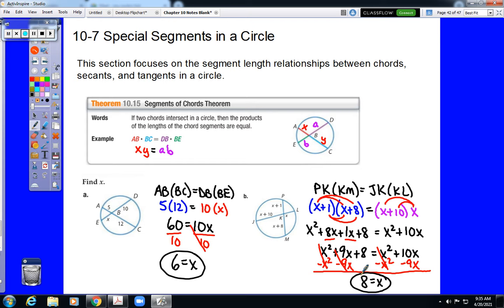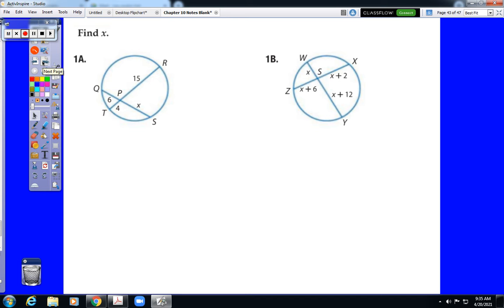So there are two more examples on the next page. Please pause the video and try them on your own, and then resume the video and see how you did. So on example 1a, we should be setting up the equation QP times PS equals TP times PR. So based on what we have here available to us, that is 6 times x equals 4 times 15. That would be 6x equals 60. Then we would divide by 6 to get x equals 10.